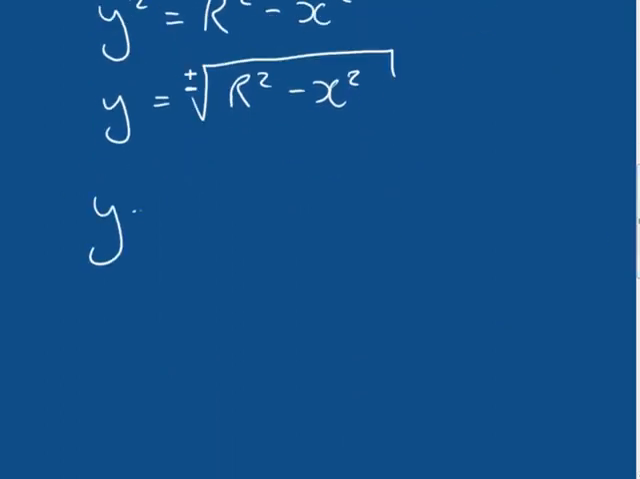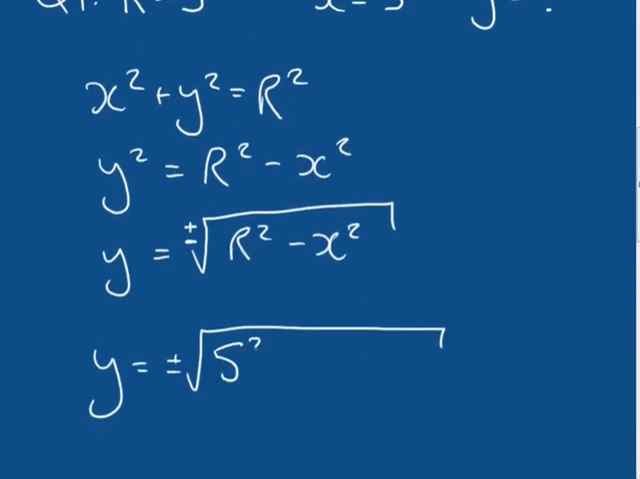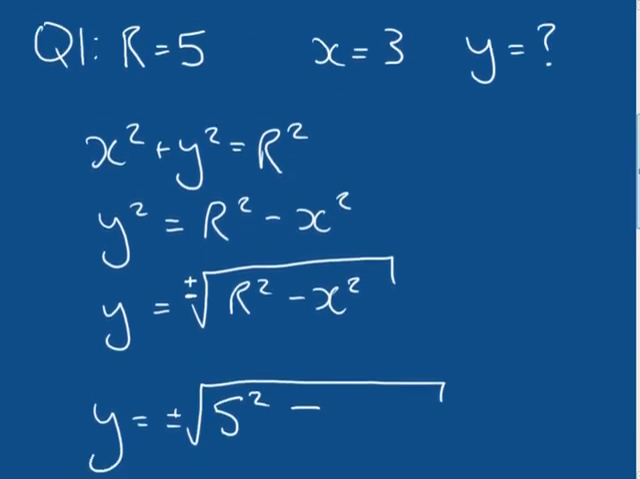So y is equal to plus or minus the square root of r, which was 5, so 5 squared, minus x, which is 3, squared.